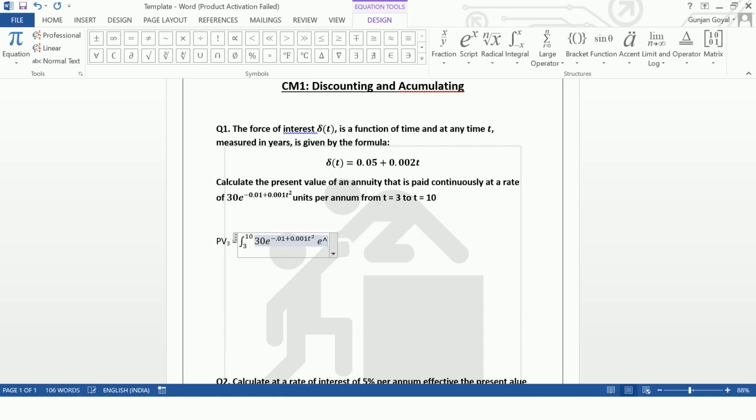So e to the power, give a bracket. You have to get a minus sign and then the integration sign. So this is my minus sign and I have to get the integration sign. So minus of integration, which is int, and space, and then subscript. I want it from 3 to t, so this becomes 3 to t, and then I write my 0.05 u plus 0.002 u du. This is the entire thing.